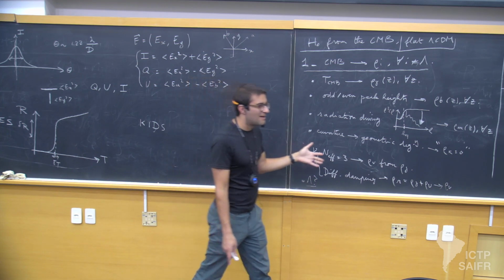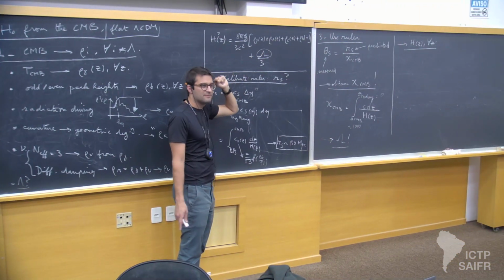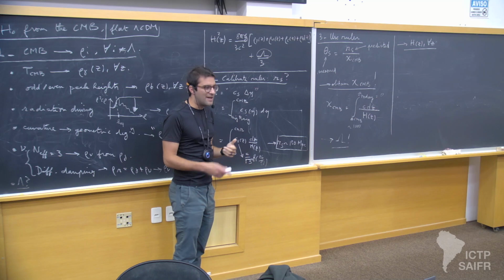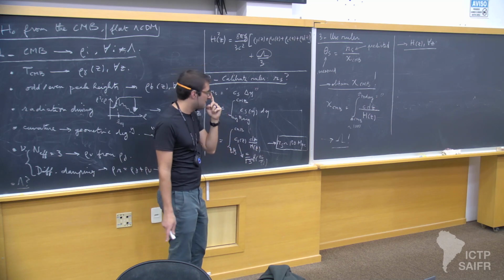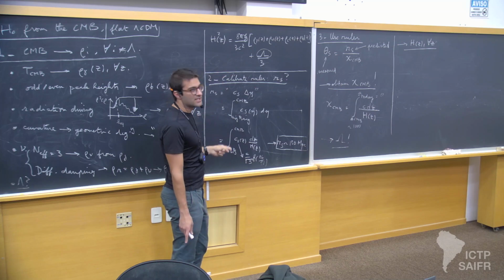Once you have this, you have the Hubble parameter at all redshifts except where lambda matters. But so you know everything except for one number, lambda. And this one number you can infer by using your standard ruler.